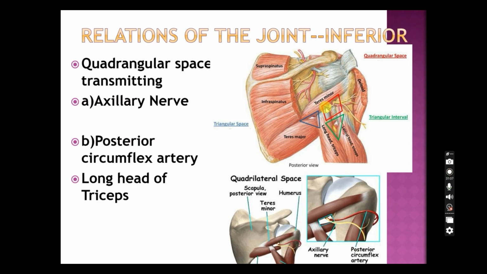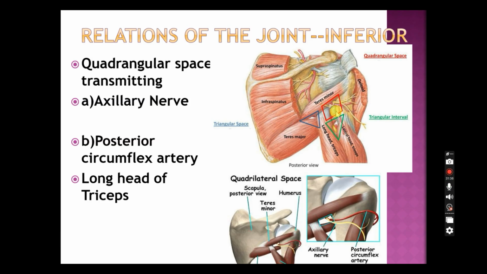Here, this is the long head of the triceps. This is the teres major. This is the surgical neck of the humerus. So this is your quadrangular space. Teres minor above, teres major below, long head of the triceps medially, and the surgical neck of the humerus laterally. This space is called the quadrangular space. The quadrangular space is located inferior to the shoulder joint.